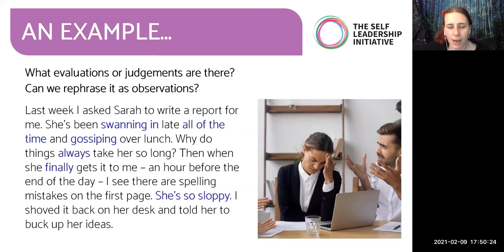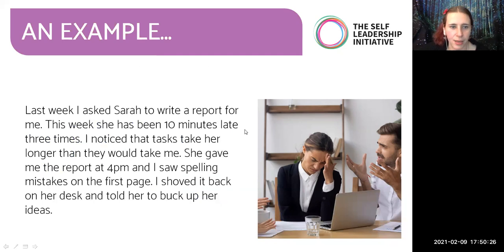Imagine that you're replaying the issue back on a video camera. So instead I might say, last week I asked Sarah to write a report for me. This week she's been 10 minutes late 3 times. I noticed that tasks take her longer than they would take me to do. She gave me the report at 4 p.m. and I saw spelling mistakes on the first page. I shoved it back on her desk and told her to buck up her ideas. Now that last sentence sounds like an evaluation, but because it's me evaluating my own behavior, it's okay. It's evaluating the other person that causes a conflict.